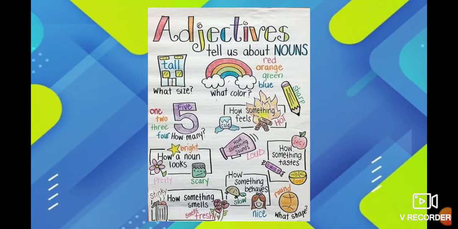Now we have this little chart for explaining better what an adjective is. Adjectives tell us about nouns. For example, what size? If this one is tall or short. What color? And you mention the different colors, could be red, orange, green, etc. How something feels, for example, if it is cold or if it is hot. How many? You mention the number 1, 2, 3, 4, and 5, etc. How a noun looks, what is the appearance? For example, if it is bright, if it is pretty, or maybe scary.